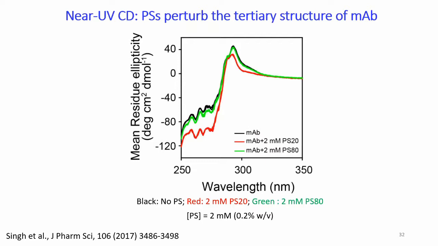As I said, one of the polysorbates absorbs in the far UV-CD region, so we didn't do a far UV-CD spectral comparison of this mAb with and without polysorbates. But maybe if we play with the polysorbate concentration, or use a shorter path length cuvette, we may be able to record the far UV-CD.